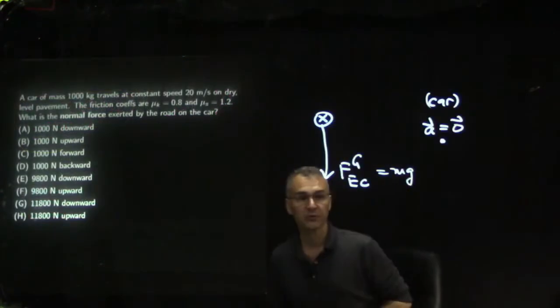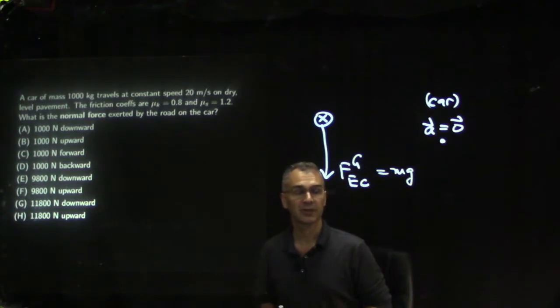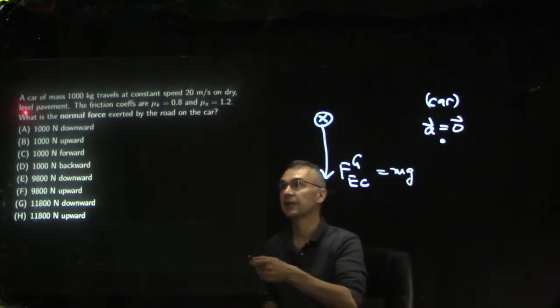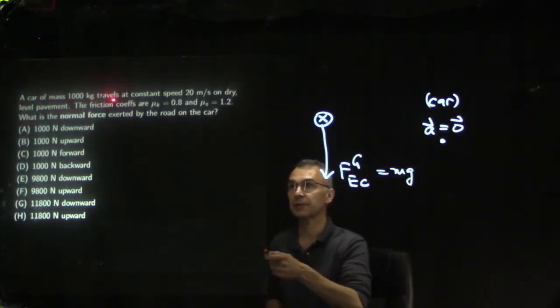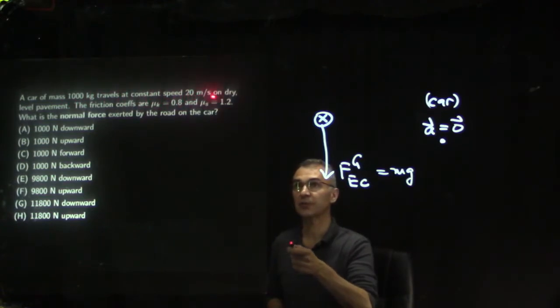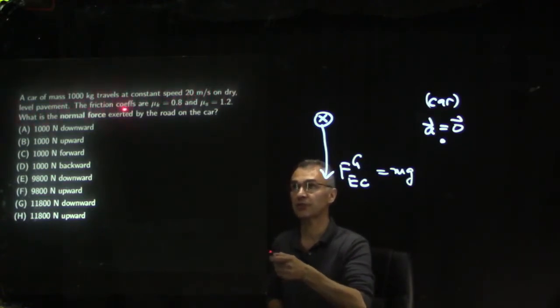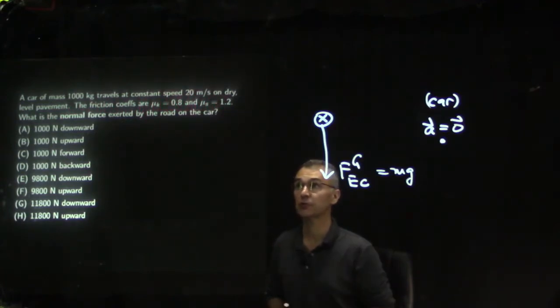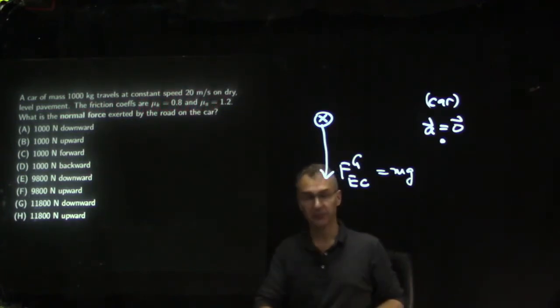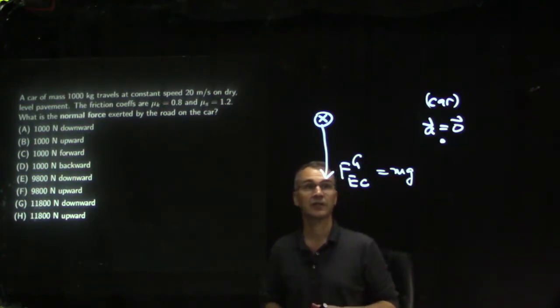Let's work through a similar example to the calculation we just went through. A car of mass 1,000 kilograms travels at a constant speed of 20 meters per second on dry, level pavement. The friction coefficients are mu kinetic is 0.8 and mu static is 1.2. What is the normal force exerted by the road on the car?